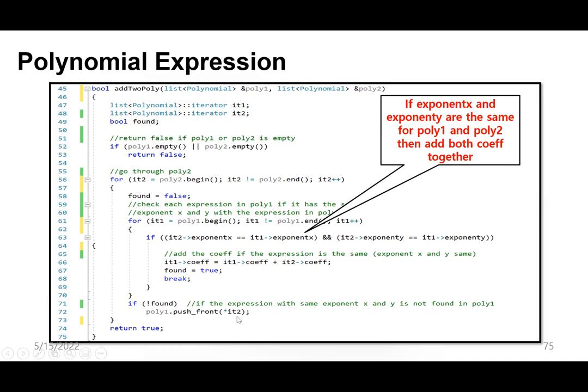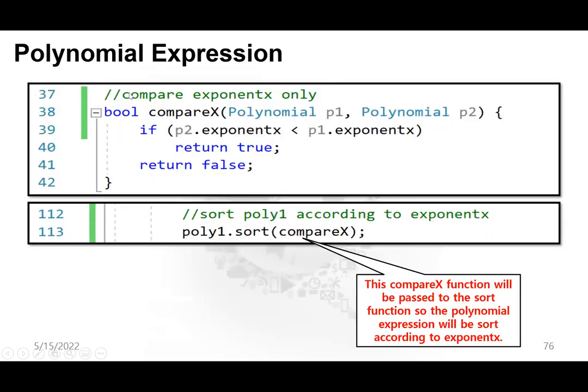Okay, so after that, another function that we can look at is this compare x, like I explained to you just now, because we want to sort the polynomial expression according to exponent x, right? So here we can use the sort provided in the STL, but because ours is not a simple data type, you have to provide your own comparison function, where in this compare x function, you indicate which data in the linked list you want to compare against. Like against exponent x. So it will help you sort according to exponent x.